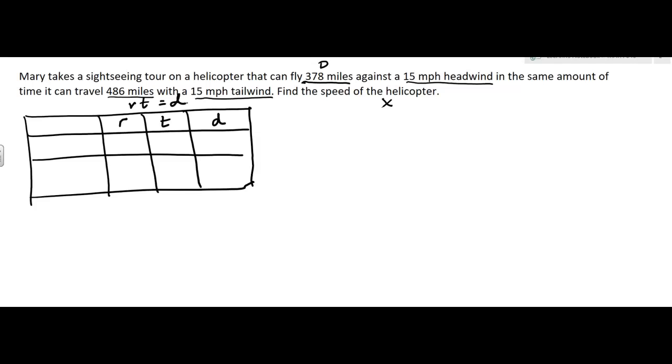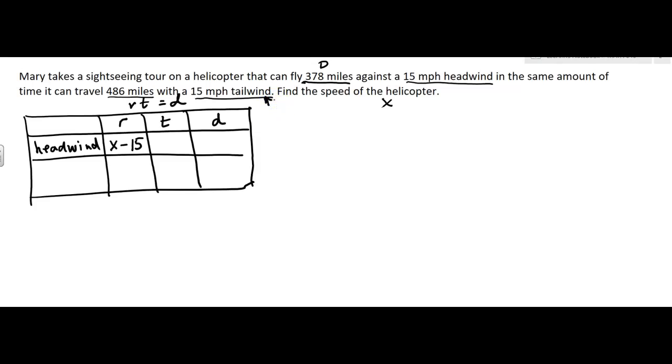Now, two things are happening with Mary on her tour. One case, she's going with a headwind, against the wind. It's blowing at her, so it's slowing her down. So it's going to be her rate in the helicopter minus the 15 mile per hour wind, because it's a headwind. It's blowing at you. You can't see me, but it's blowing against you. So it's slowing you down. A headwind slows you down. A tailwind, that's pushing you.